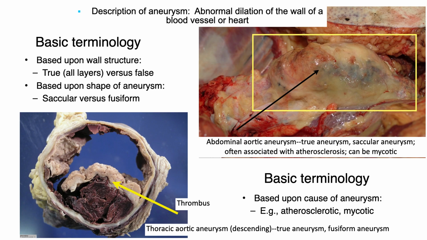So basically, an aneurysm is an abnormal dilation of the wall of a blood vessel or heart. You can get aneurysms of blood vessels, and you can also get an aneurysm in the heart after a myocardial infarct. When you have a transmural infarct and the wall thins out, it can actually be aneurysmal. And that dilation can either be saccular, like a bulge in the side, or just a general fusiform dilation. As for the type of aneurysm, there's true and false. It's based upon the wall structure.